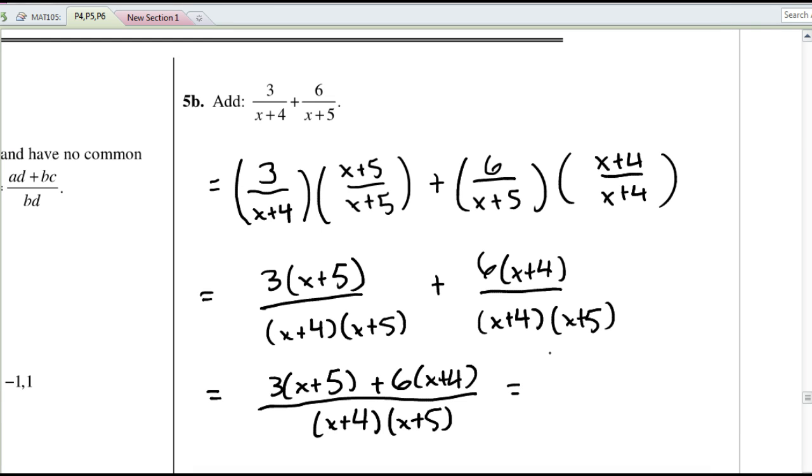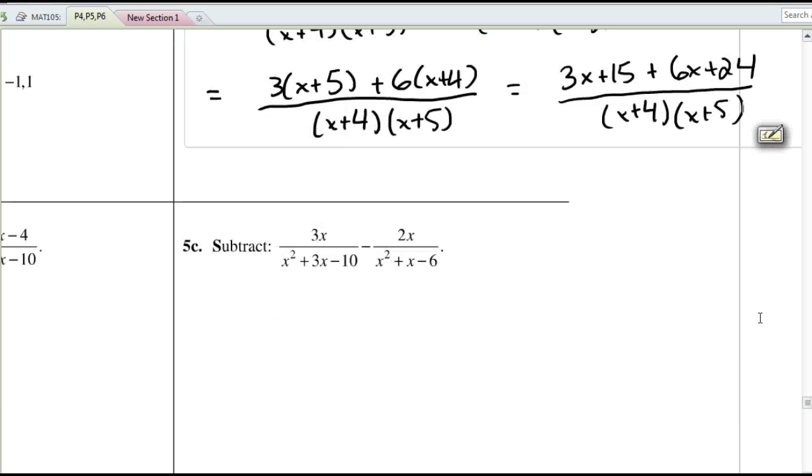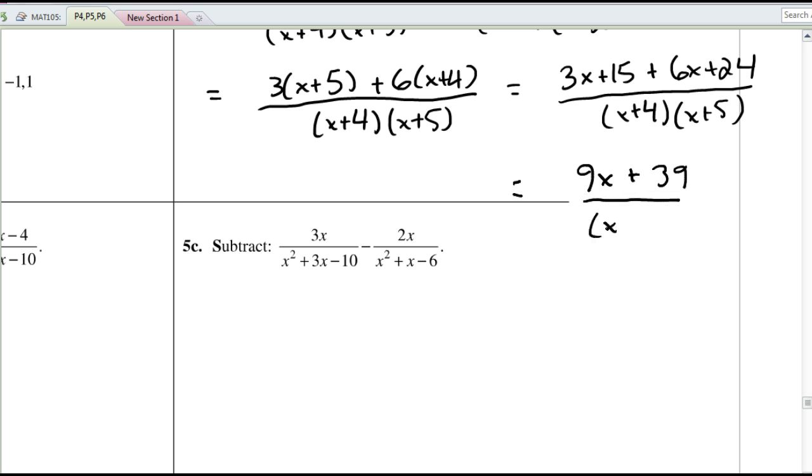Okay, one last thing. Normally you can multiply these out and combine them just to see if there's any further factorization. So if you do that, distribute, you'll get 3x plus 15 plus 6x plus 24 over x plus 4, x plus 5. I just want to see if there's any further we can go. So we end up with 9x plus 39 over x plus 4, x plus 5.